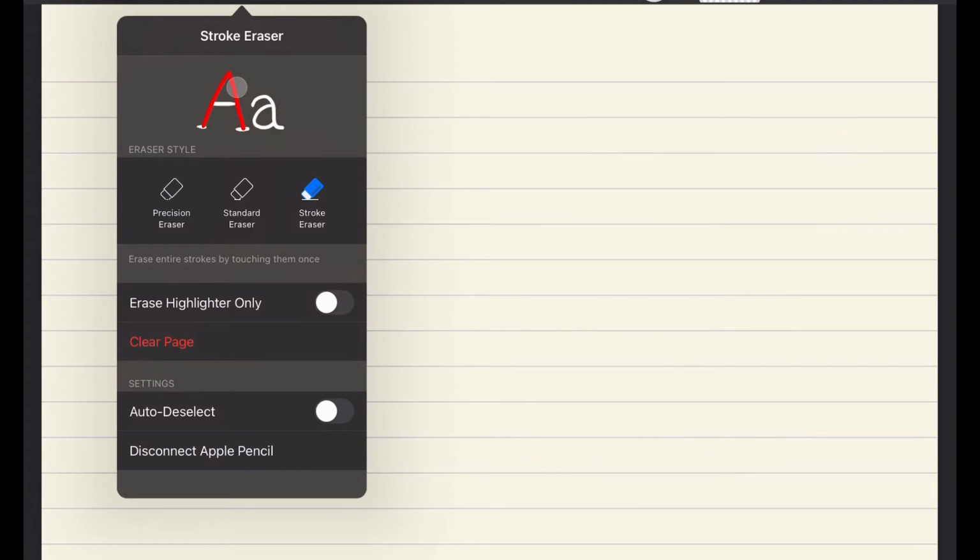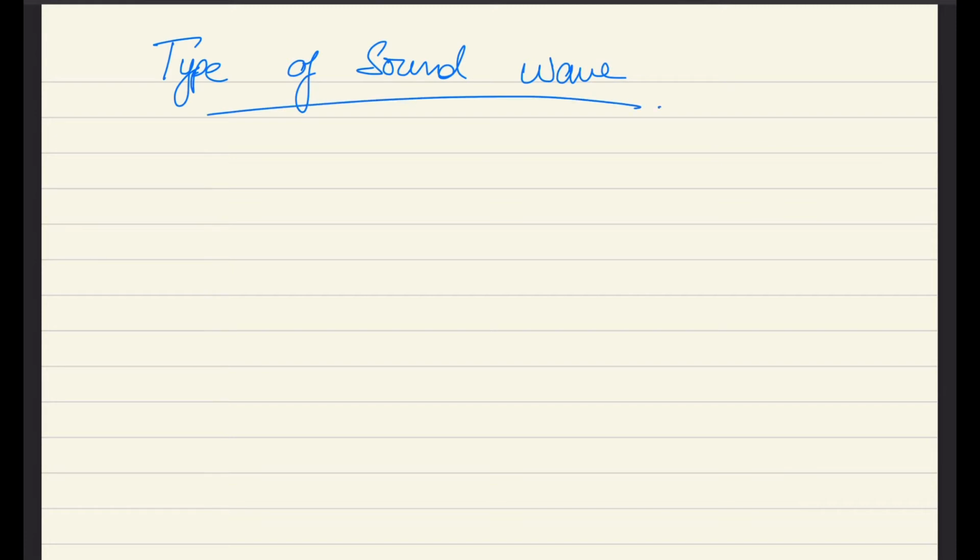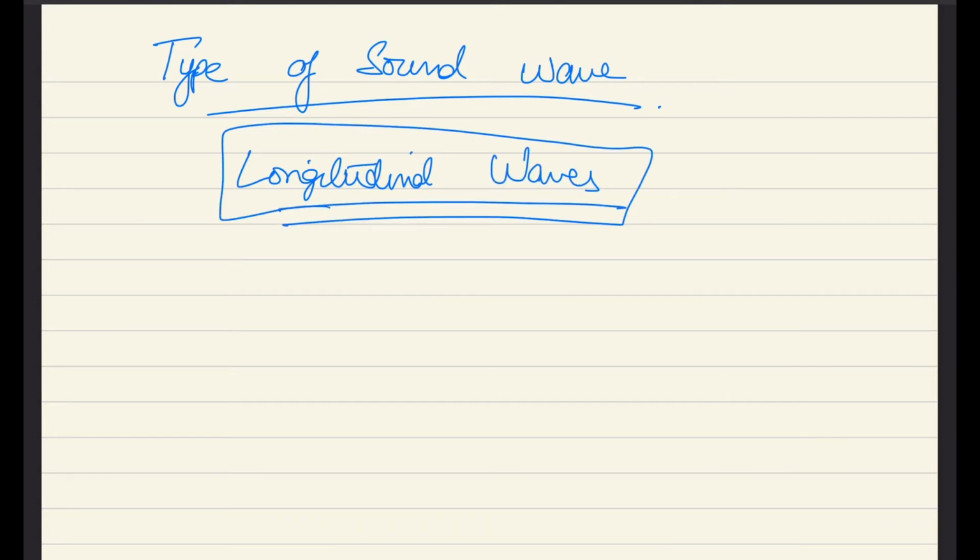So, which type of wave is sound? The sound waves are longitudinal in nature. We have already discussed the longitudinal waves. The light waves were the transverse waves, and the sound waves are the longitudinal waves.